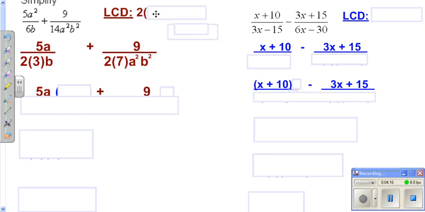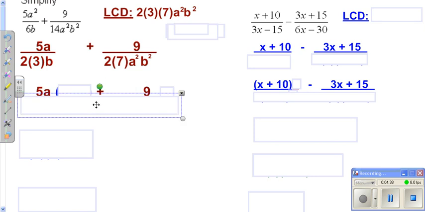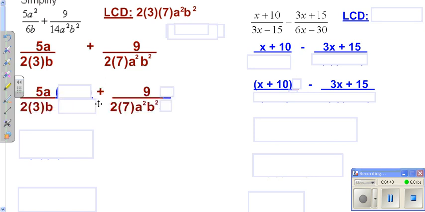Then you've got to list all the different things that are occurring. You have a 2 that shows up in the bottom, a 3 shows up in the bottom, a 7 shows up in the bottom. You also have an a showing up, and you don't have a choice in exponents, so you take the exponent that's on it, which is a squared. Then you have b showing up in each one. You could take b to the 1st or b squared. Remember, it's always the higher exponent. That's your common denominator.